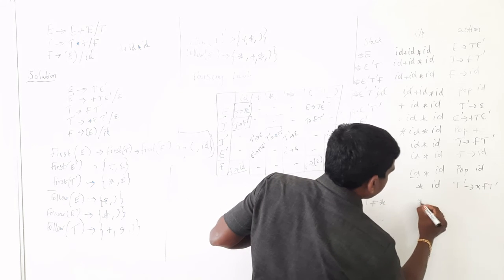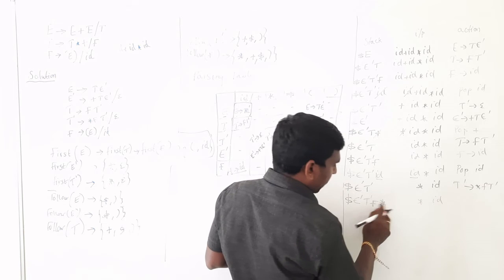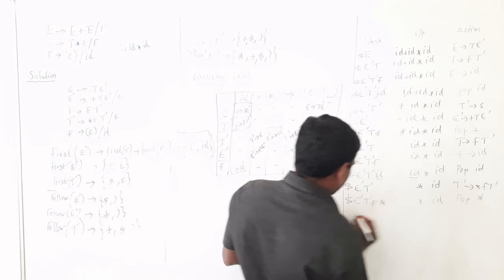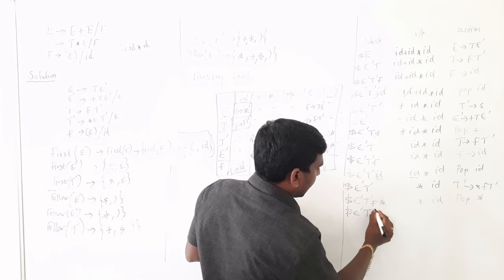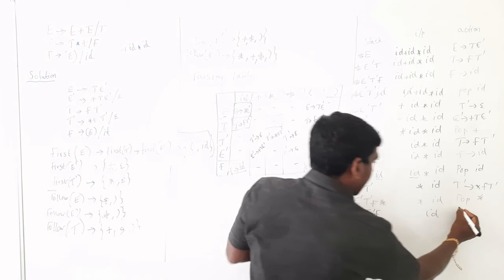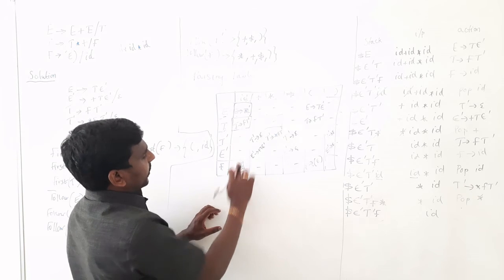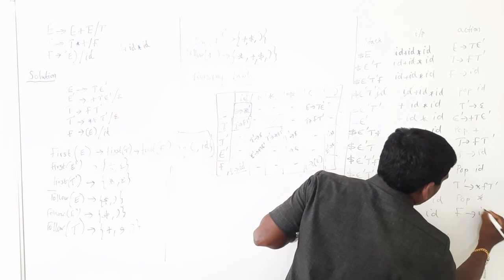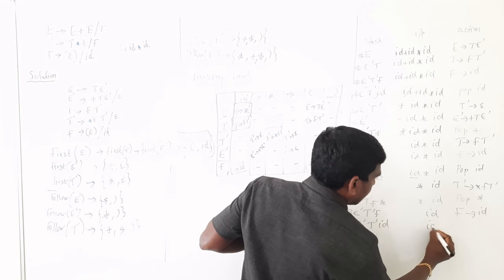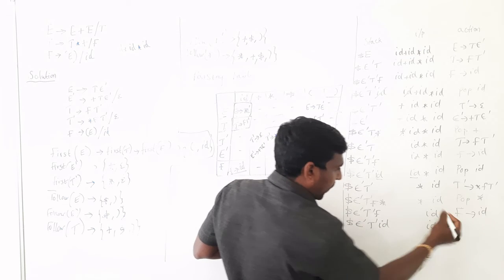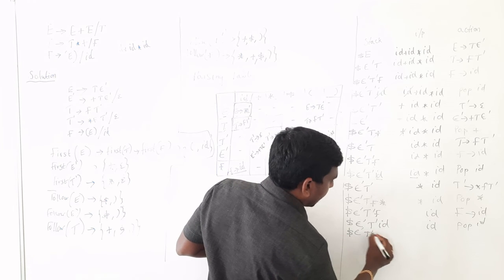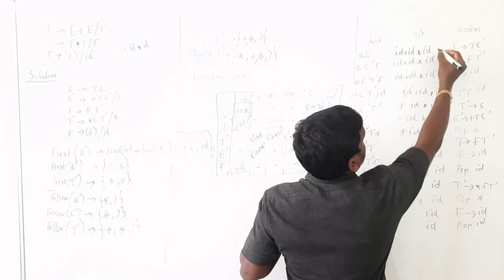Star, ID. I can pop from the stack as well as the input, the same terminal. So pop star. So dollar E dash T dash F and ID. Now I have to check F ID: F tends to ID. So dollar E dash T dash ID. Same terminal, so I can pop from the stack. So pop ID. Dollar E dash T dash.